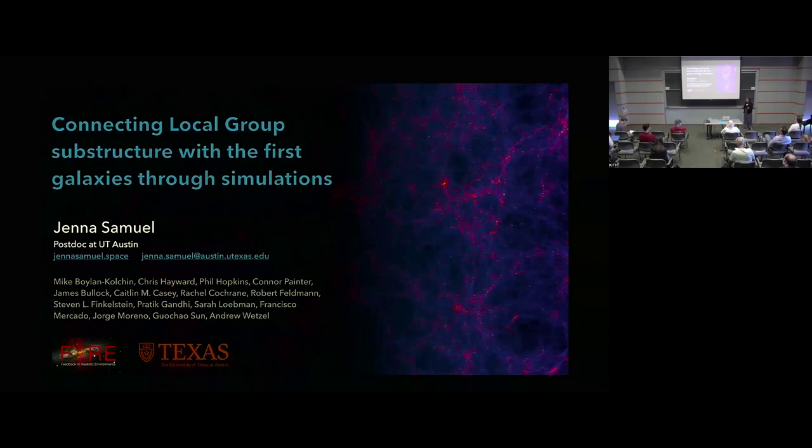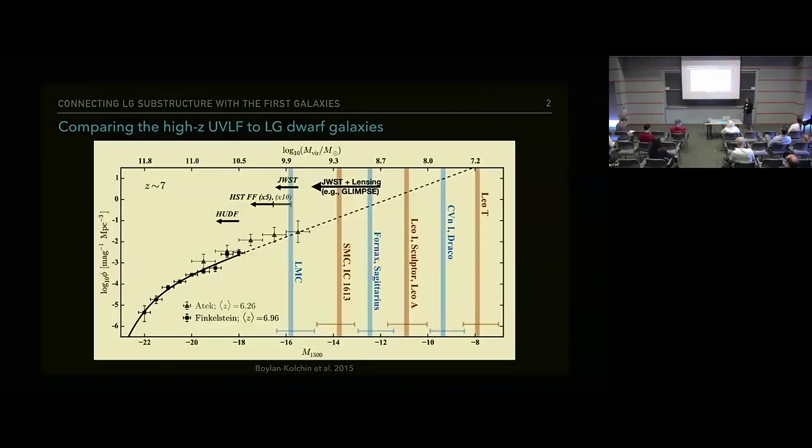I'm going to focus on basically two topics, or at least one, which is the UV luminosity function, and using that near-far technique to get a handle on the faint end of the UV luminosity function at high redshift. So this is a pretty common plot that you've probably seen before, the UV luminosity function at redshift of about 7 from Mike Boylan-Kolchin's 2015 paper.